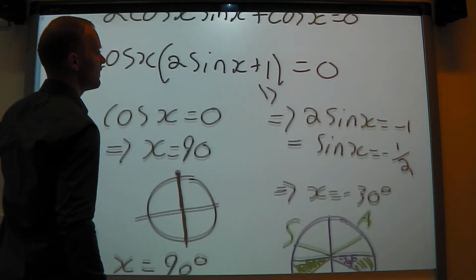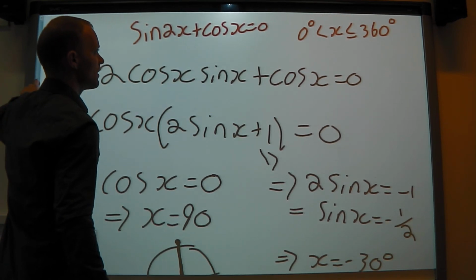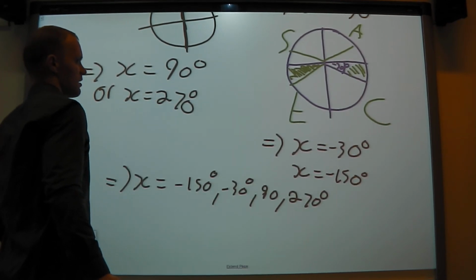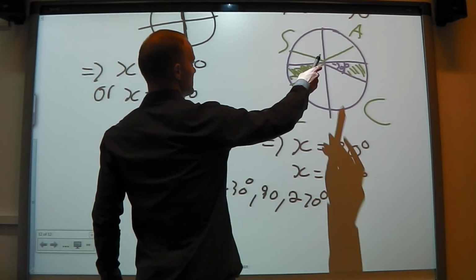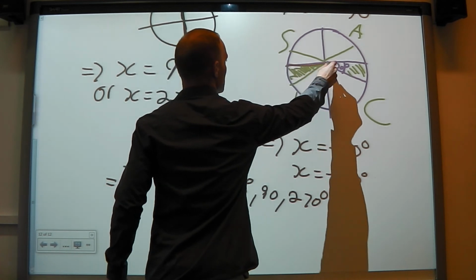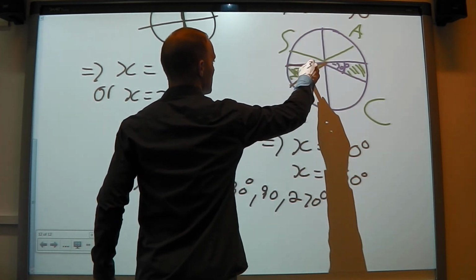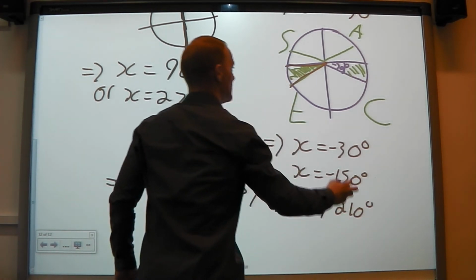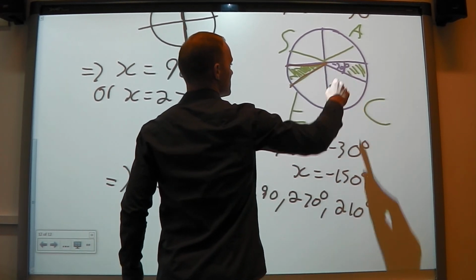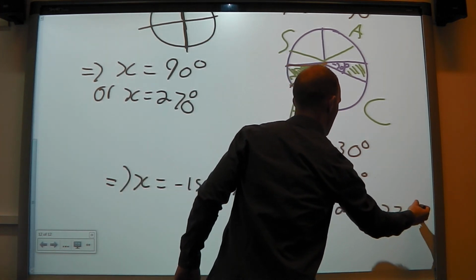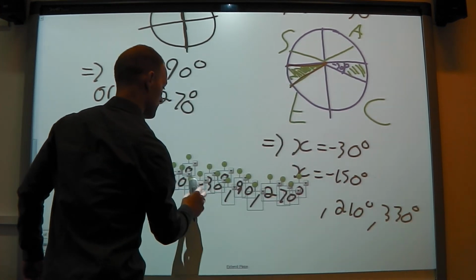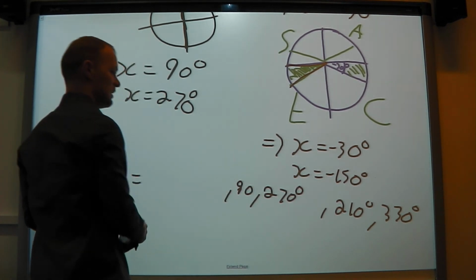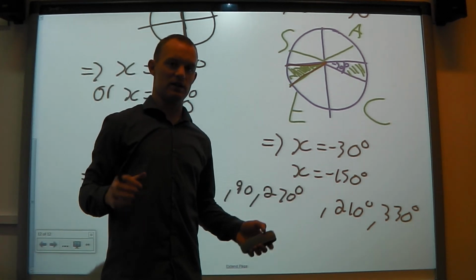And we're told that x is between 0 and 360. So then we have to rearrange this angle here. That's going to be 180 plus 30, which is 210 degrees, and this angle here is going to be 360 minus 30, which is 330 degrees. So remember that. There are your angles there: 90 degrees, 270 degrees, 210 degrees, and 330 degrees.